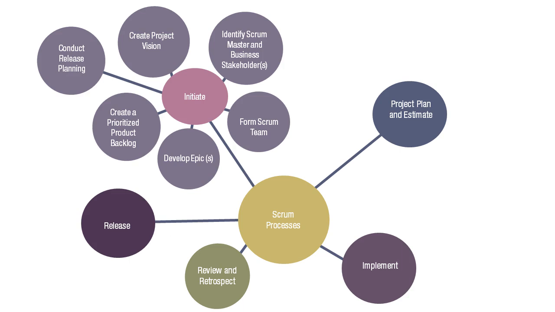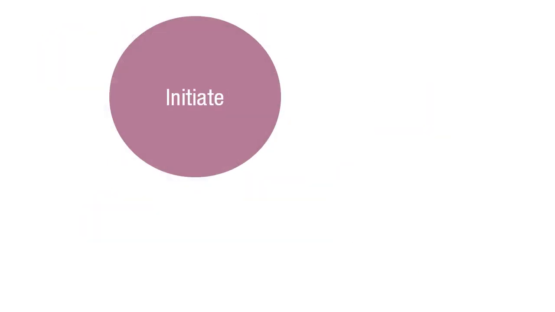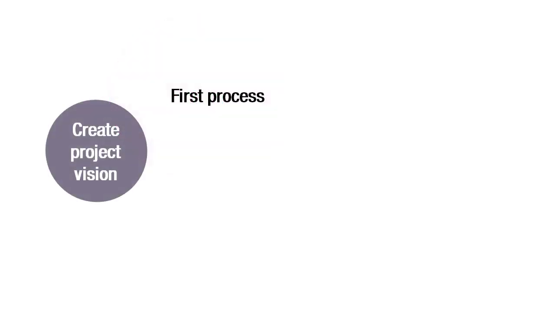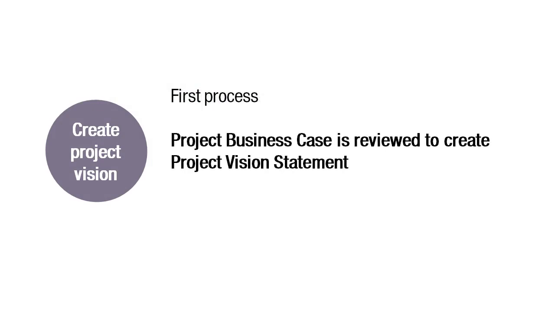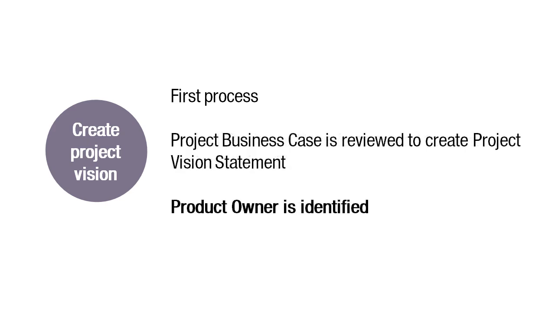Next, we'll take a closer look at the phases and the processes enlisted under them. Initiate is the first phase, and the processes carried out as part of Initiate are as follows. Create project vision is the first process performed. In this process, the project business case is reviewed to create a project vision statement that will serve as the inspiration and provide focus for the entire project. The product owner is identified in this process.